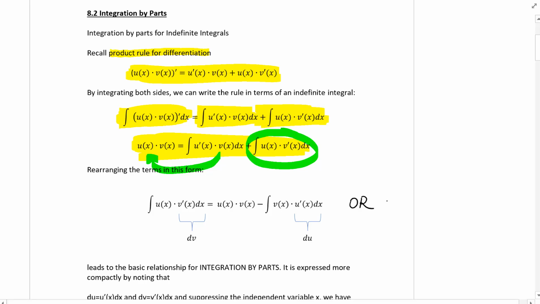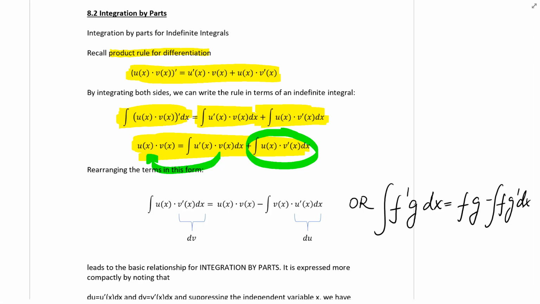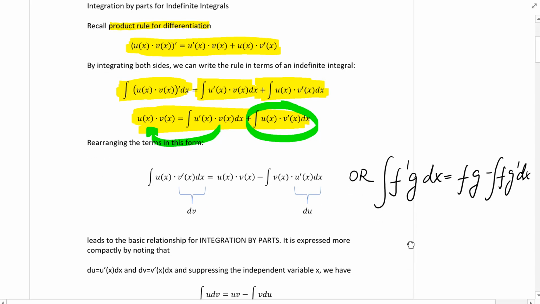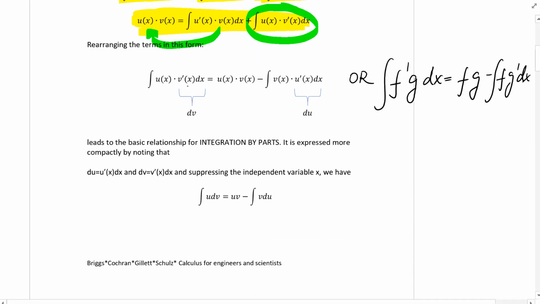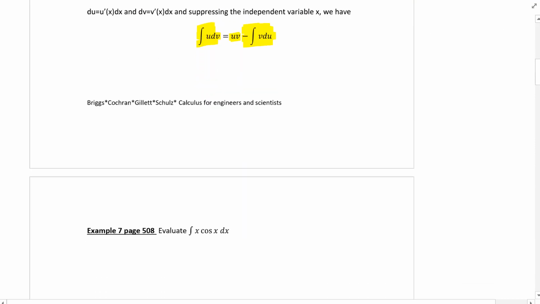Or we could have it like the integral of f prime g dx is equal to f times g minus the integral of f g prime dx, where f and g are functions of x. So also another renotation of the terms. If we take this term of v prime of x dx and we write it dv, we can write it in this format: the integral of u dv is uv minus the integral of v du. So let's do a few problems.